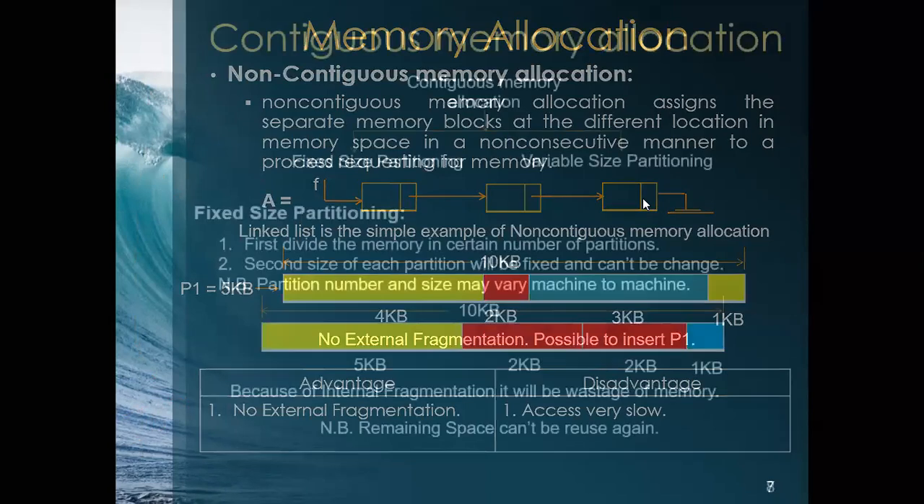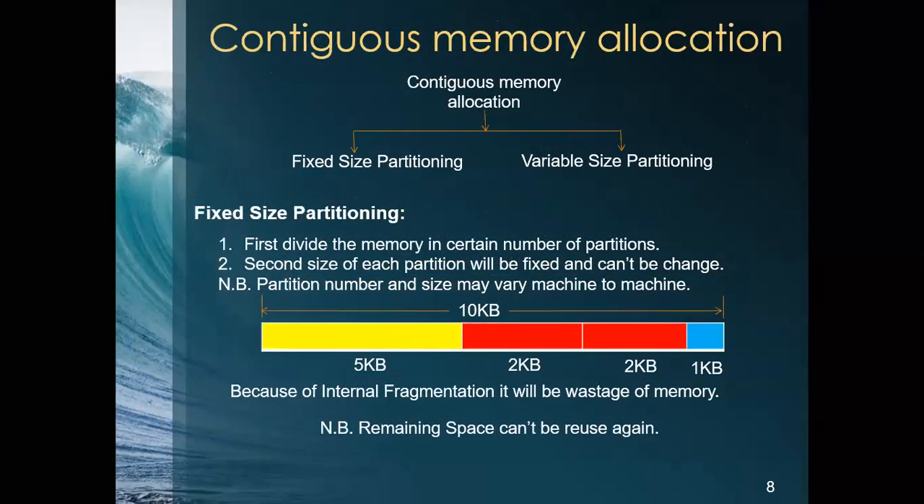Now we will first talk about contiguous memory allocation. For now, we are only talking about memory allocation that is contiguous, one after another. Whenever a process needs memory, we will allocate it contiguously, one after another. There are two types of contiguous memory allocation. First one is fixed size partitioning. Second one is variable size partitioning. So let's first talk about fixed size partitioning.